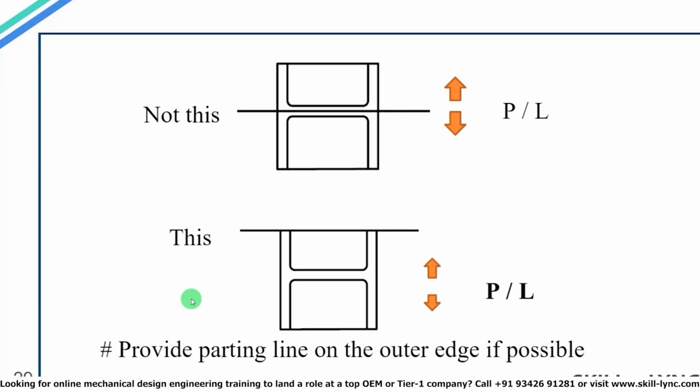Now let us look at some examples showing best practices for parting lines. In the above figure, the molded product will have a mark along the parting line, but in the bottom figure, no such mark will be present as the parting line does not cut through the part. So if possible, we try to provide a parting line on the outer edge.